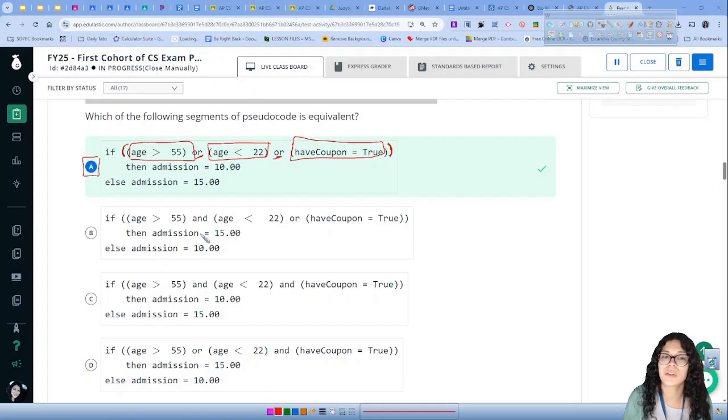These other ones are not correct because they incorporate and, right? It doesn't make sense to say that the person has to be over 55 and also under 22 years old. There's no way for a person to be both over 55 and younger than 22 at the same time. So for that reason, B and C don't make any logical sense. And D is not correct because it's not that they have to be younger than 22 and also have a coupon. It's that they can be younger than 22 or have a coupon. So even if you aren't younger than 22, as long as you have a coupon, you're going to pay that smaller price.